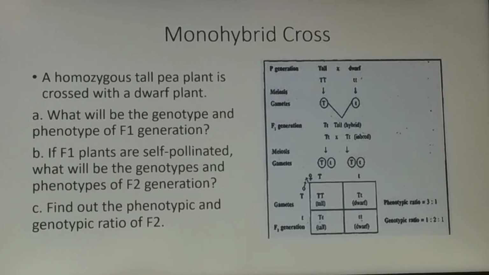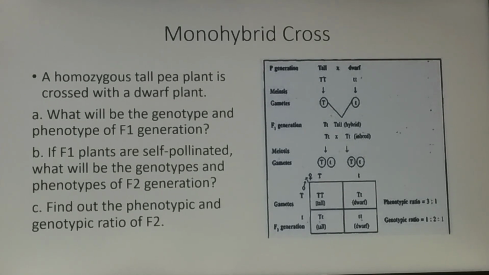So look at the first question. What will be the genotype and phenotype of the F1 generation? We have found out the genotype. It is capital T small t. What is the phenotype of the F1 generation? Since the dominant and the recessive alleles, capital T and small t, are present together, which will be expressed? The dominant allele will be expressed. So what will be the phenotype? It will be a tall plant. That is, all the offspring produced in the F1 generation will be tall.